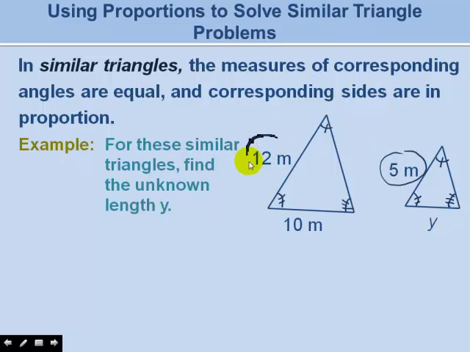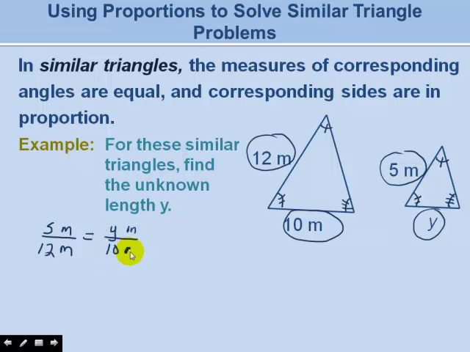The ratio of these two sides has to be the same as the ratio of these two sides so that we get a proportion. So we can write those two ratios in order to find the unknown length that we're trying to solve for, the y. So we know that 5 meters over 12 meters, which is our ratio of these two corresponding sides, should be equal to y meters over 10 meters, which is the ratio of these two sides.